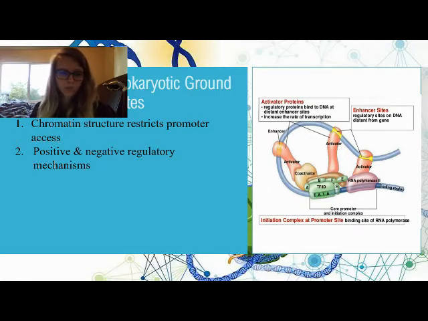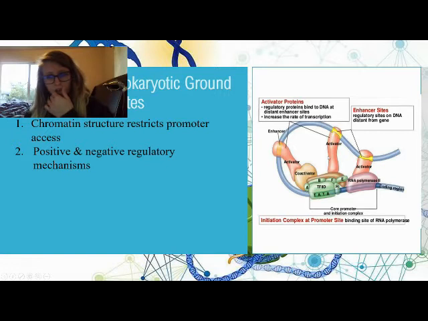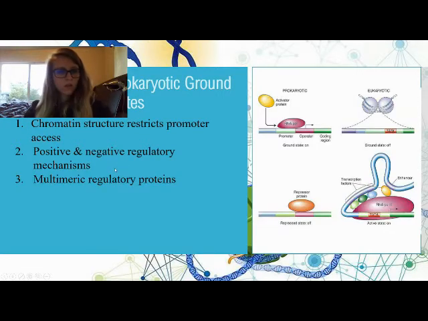Positive being the predominant form of regulation. Every eukaryotic gene requires activation to be transcribed. And on the right-hand side, I have something I'll be talking about later, but the initiation complex at the promoter site, and this happens after modification of the chromatin.